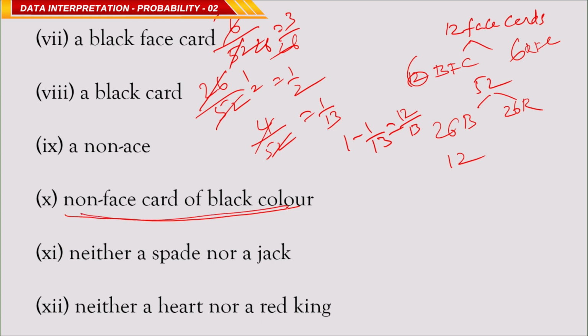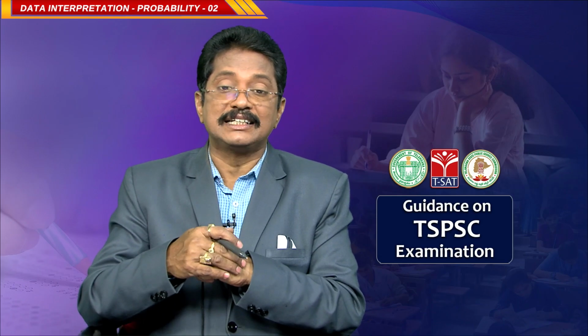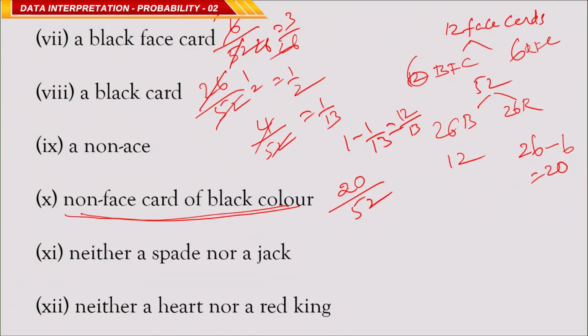Correct? So, black color, how many? Totally there are 26 black color cards. Among 26 black color cards, 6 are face cards. So that means you have 20 non-face cards of black color. So favorable outcomes is 20, total outcomes is 52. So the probability of non-face cards of black color is 20 by 52, 4 5s are 20, 4 13s are 52. Answer is 5 by 13.